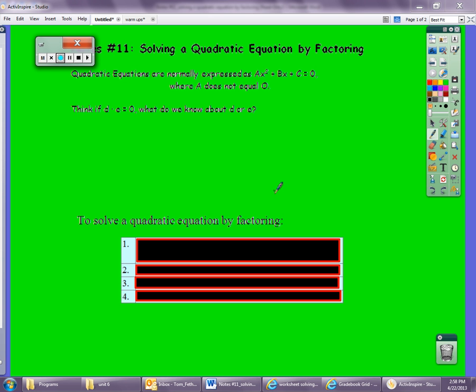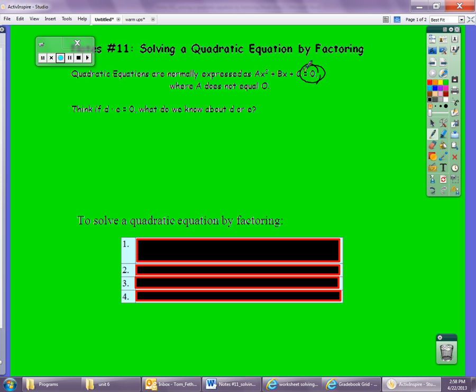Alright, notes number 11, solving a quadratic equation by factoring. Now, quadratic equations are normally expressed in the form of ax squared plus bx plus c equals 0. So since it's an equation, it has that equal sign. Before we were just looking at our quadratic trinomials, which was just ax squared plus bx plus c, but now we're getting into the equation, so that's why it equals 0. So now it's an equation.